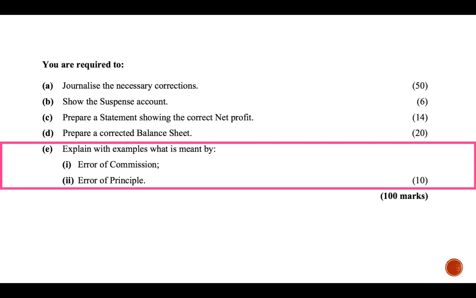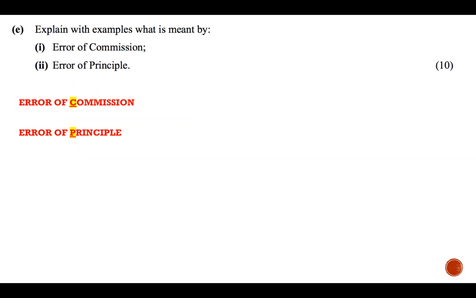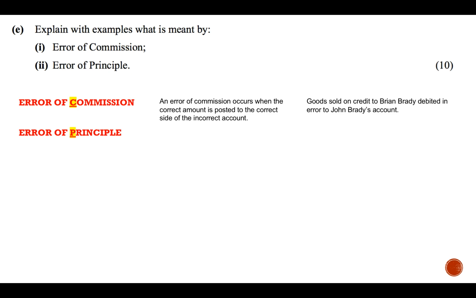So then we're doing part E. Explain with examples what is meant by number 1, error of commission, and number 2, error of principal. So for 10 marks. So error of commission. An error of commission occurs when the correct amount is posted to the correct side of the incorrect account. An example of this is when goods sold on credit to Brian Brady were debited in error to John Brady's account.